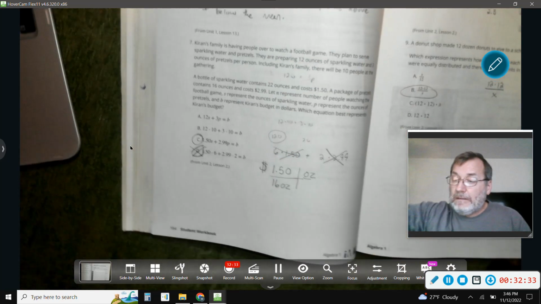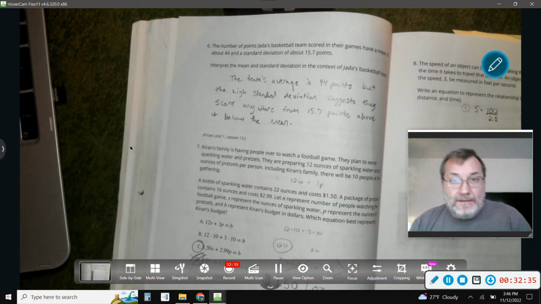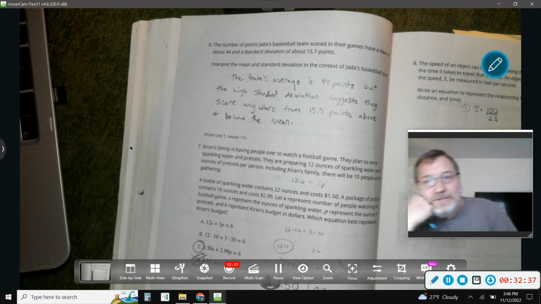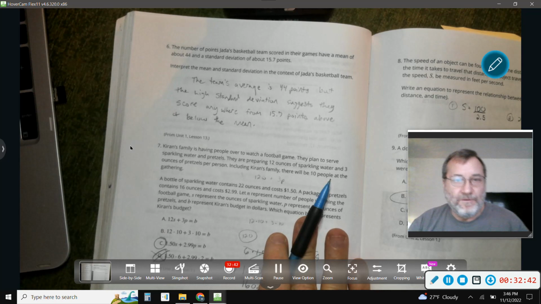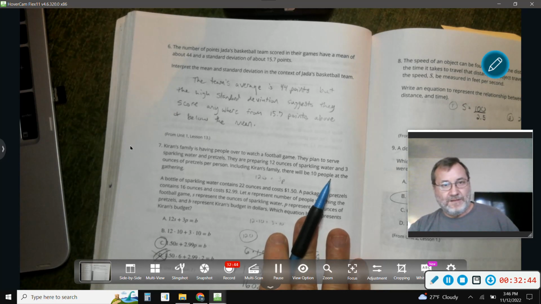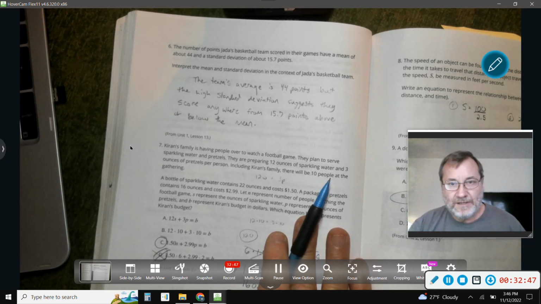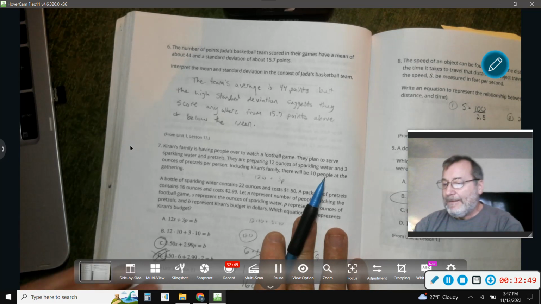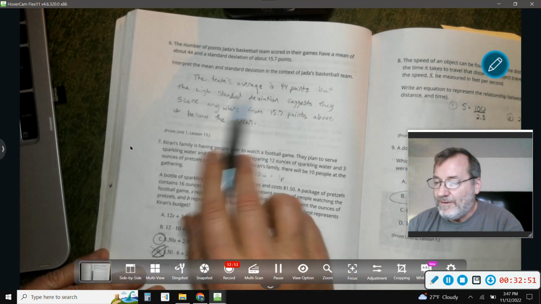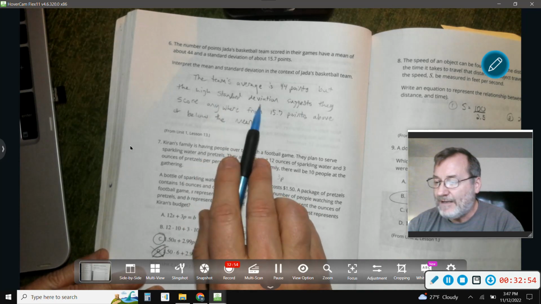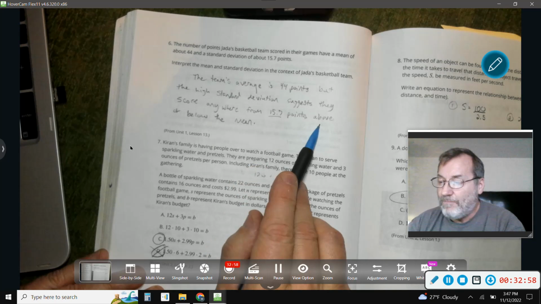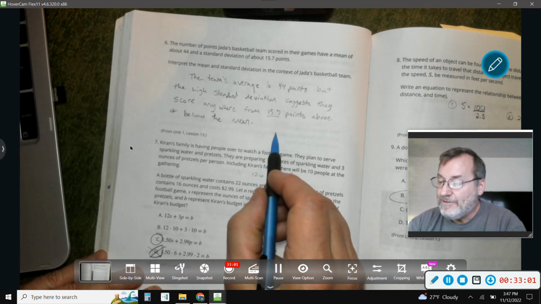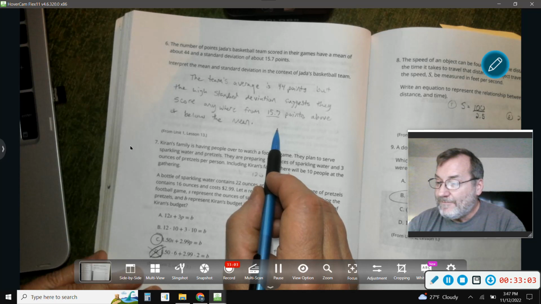Number 6. Let's see. The number of points Jada's basketball team scored in their games have a mean of about 44 and a standard deviation of about 15.7. Interpret the mean and standard deviation in the context of Jada's basketball team. Well, the team's average is 44 points, but the high standard deviation suggests they score anywhere from 15.7 points above and below the mean. So here's your mean at 44.